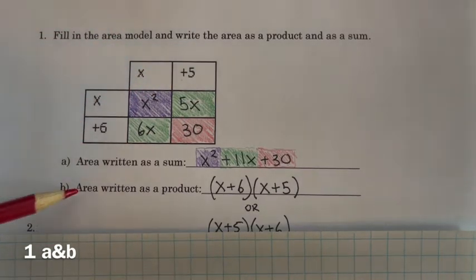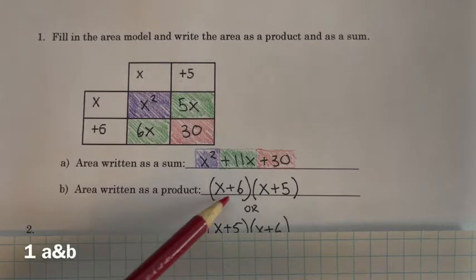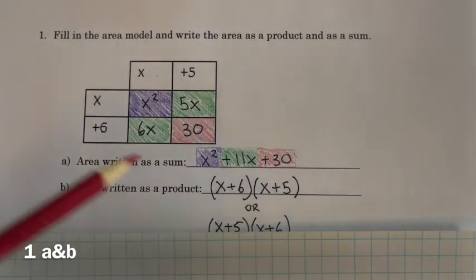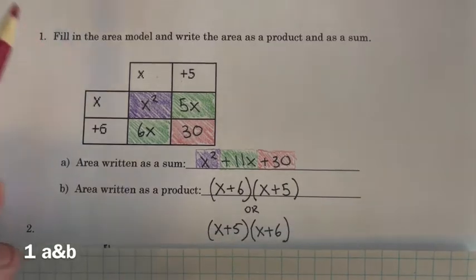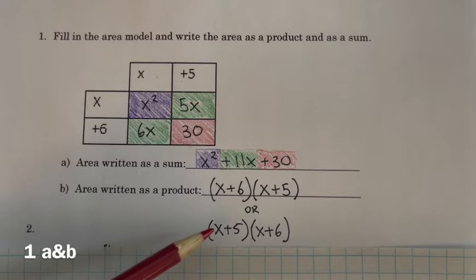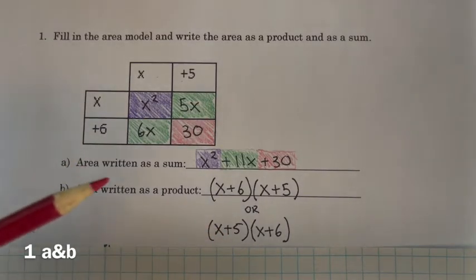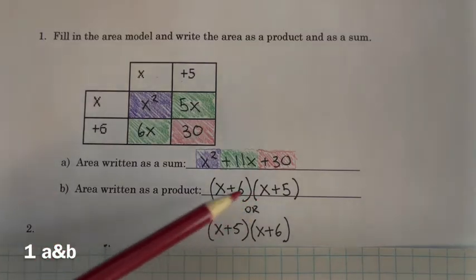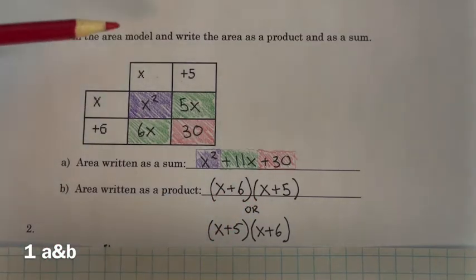So as a product, you have x plus 6 multiplied by x plus 5. You also could have written it x plus 5 multiplied by x plus 6. Either way, because of the commutative property of multiplication. For example, 2 times 3 is 6 and 3 times 2 is 6. So it doesn't matter the order when you're multiplying.